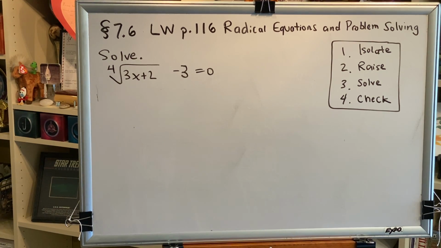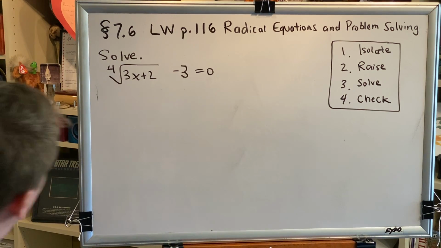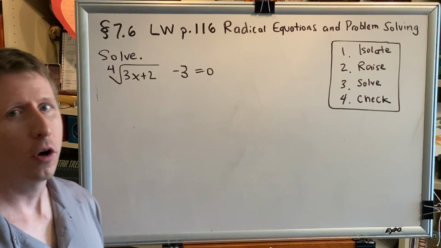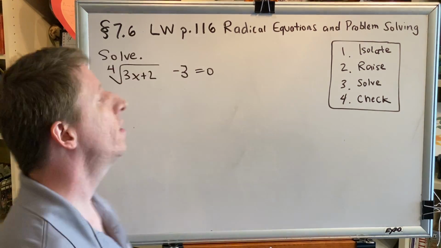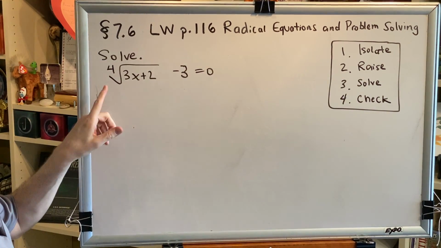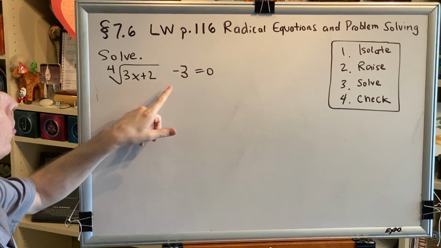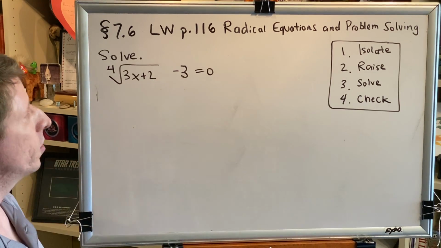Please open your learning workbook to page 116 as we solve some problems involving radical equations. All right, here's our first one. There are 3 in total. This is the shortest and easiest. Solve. The fourth root of the sum 3x plus 2, subtract 3, equals 0.